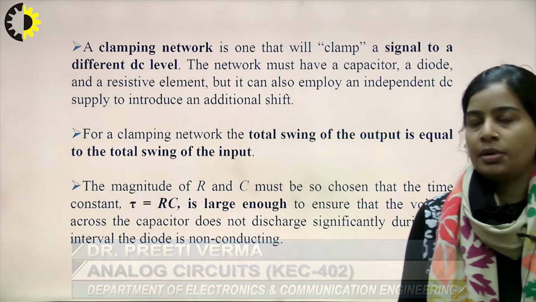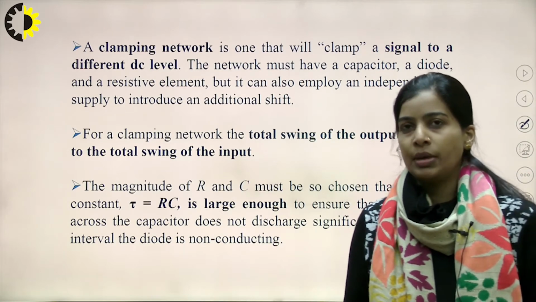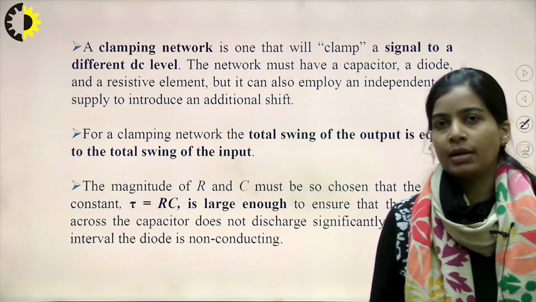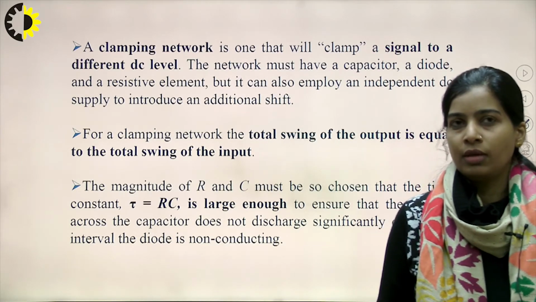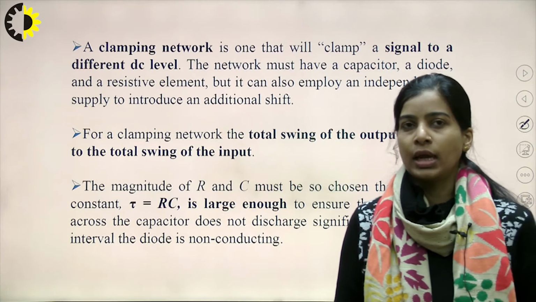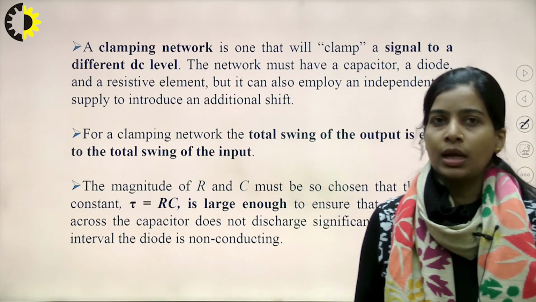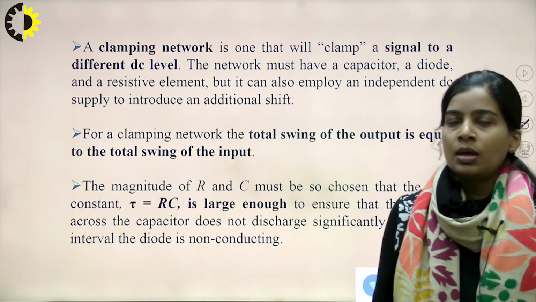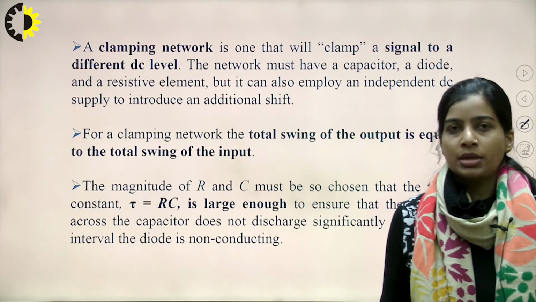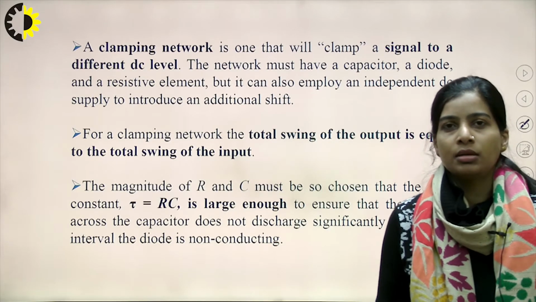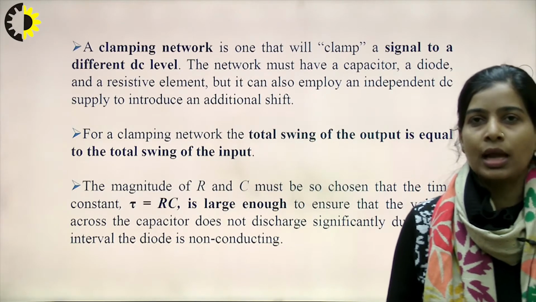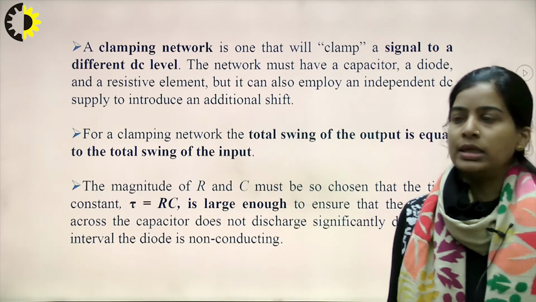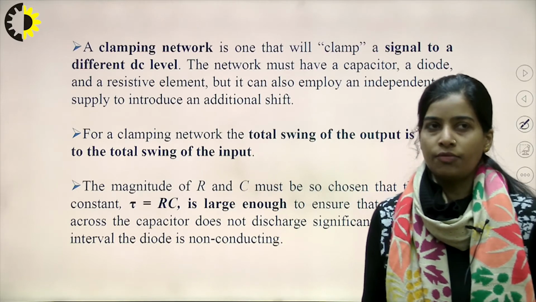Like we have seen in the previous lecture, in a clipping circuit we just clip off a portion of the waveform. We can clip off the complete portion, or we can selectively clip a portion of the waveform by applying a DC supply. Other than that, there is a difference in the clamping circuit. In the clamping circuit, we have a provision in which we can change the DC level of the waveform.